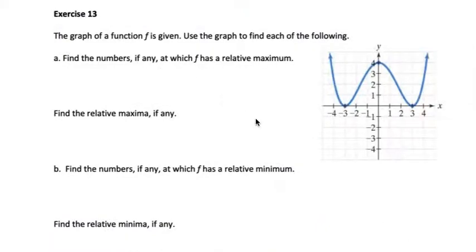So for exercise 13, we're using this graph to find each of the following. A says to find the numbers, if any, at which f has a relative maximum. Now looking at the graph, a relative maximum is right here. And when they ask for the numbers at which, that's asking for the x-coordinate. So looking at that point, the x-coordinate of the relative maximum is 0.